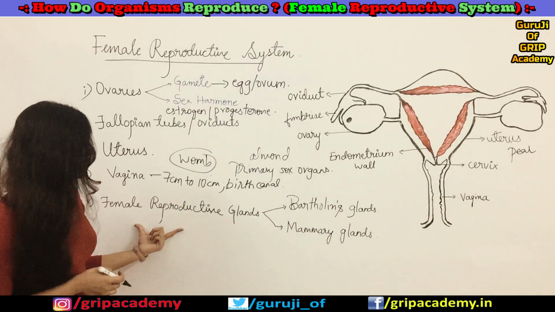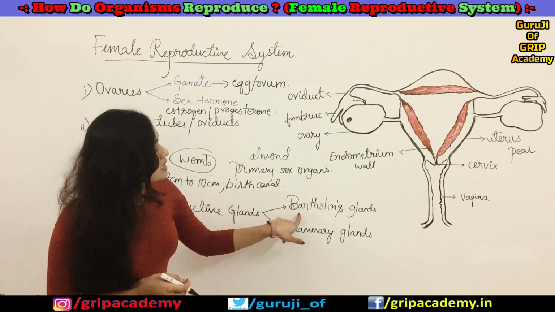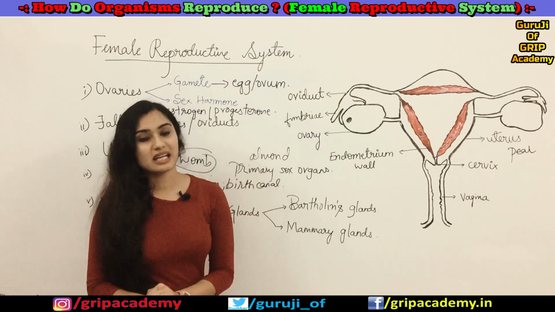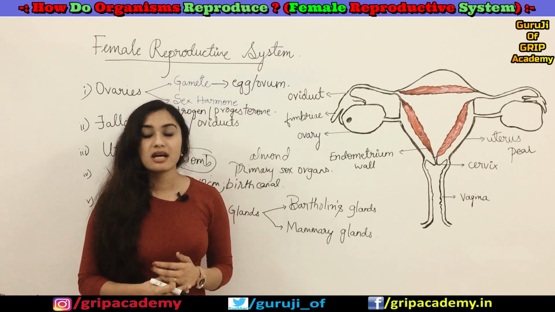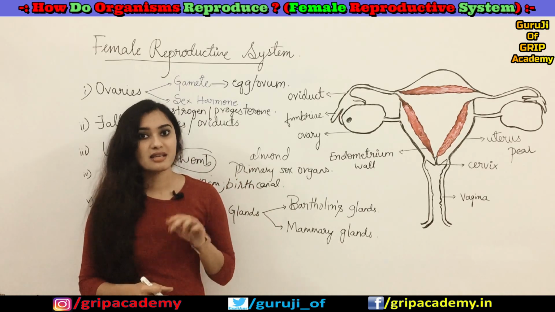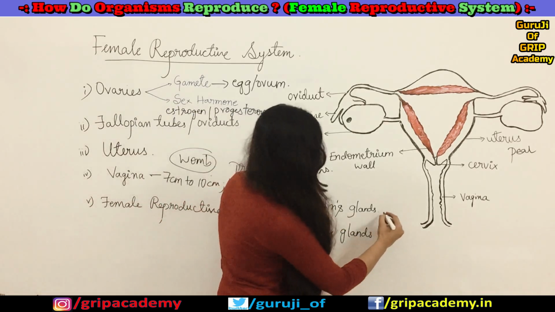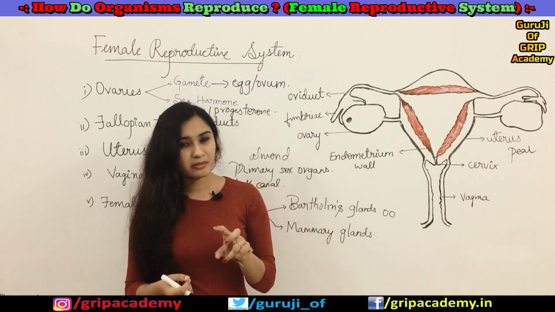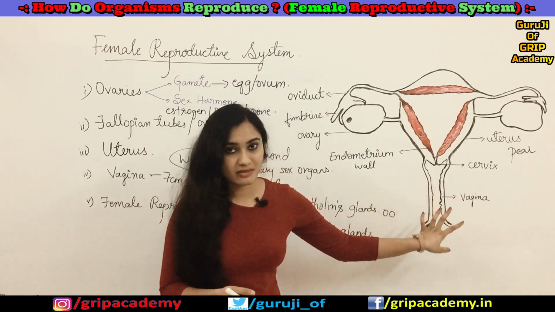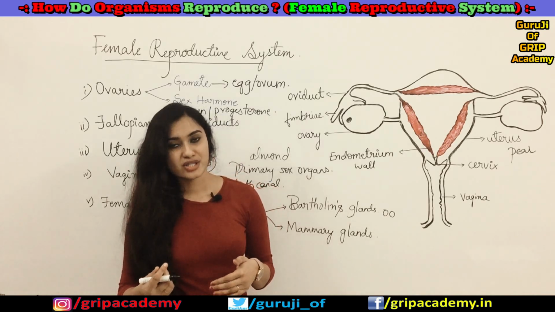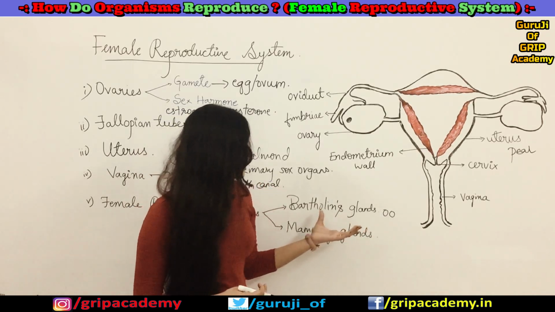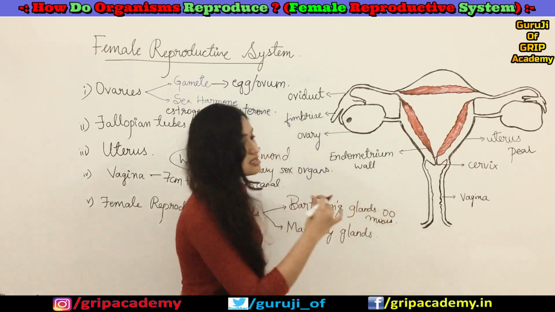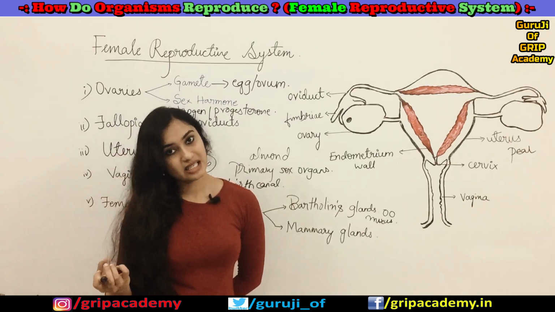Now coming to the female reproductive glands, we have Bartholin's glands and mammary glands in the female reproductive system, like how in the male reproductive system we had Cowper's gland, seminal vesicles, and prostate gland. These Bartholin's glands are small, paired glands, two in number, located near the vagina. During copulation or sexual intercourse, they will secrete a mucus which will act as a lubricant during intercourse.